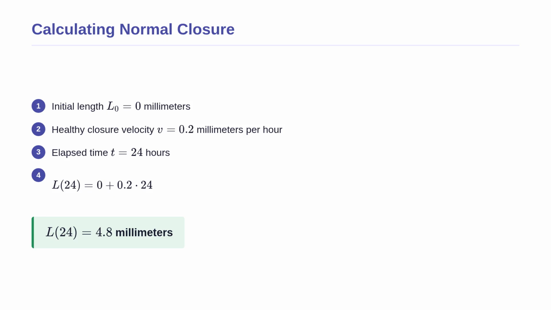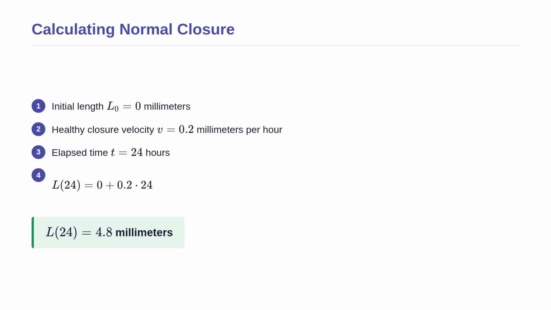Before we move on to more complex scenarios, let us see this formula in action with a concrete example of a healthy embryo. Suppose a healthy embryo's neural tube begins closing from an initial closed length of 0 millimeters. The biological zipper moves at a constant, healthy closure velocity of 0.2 millimeters per hour. We want to find out exactly how much of the neural tube has successfully closed after a time period of 24 hours. We substitute our initial length, our velocity, and our time into the equation.